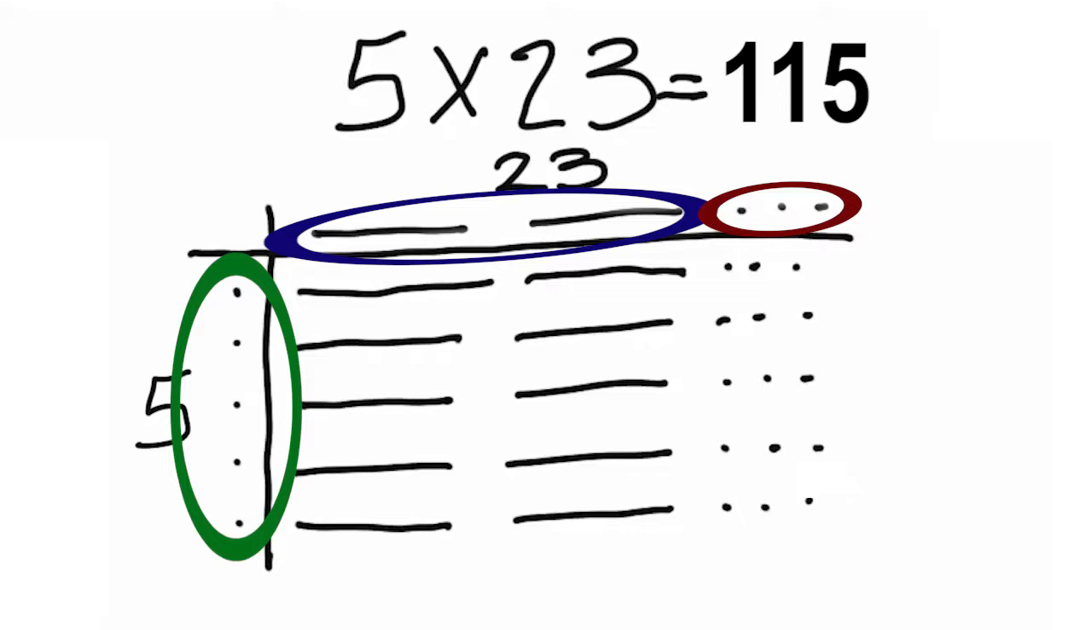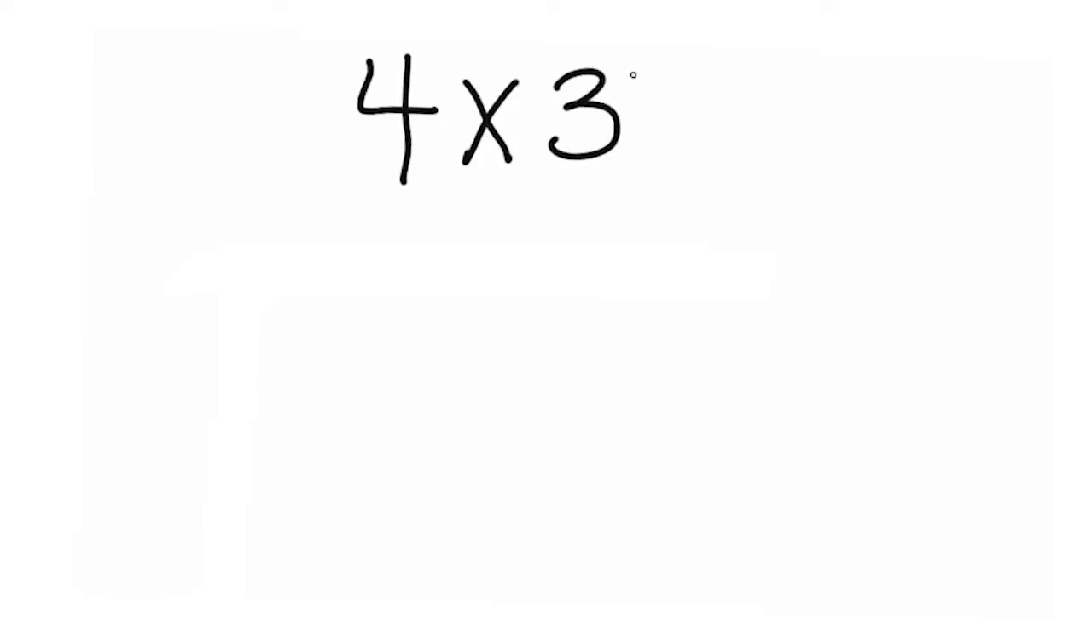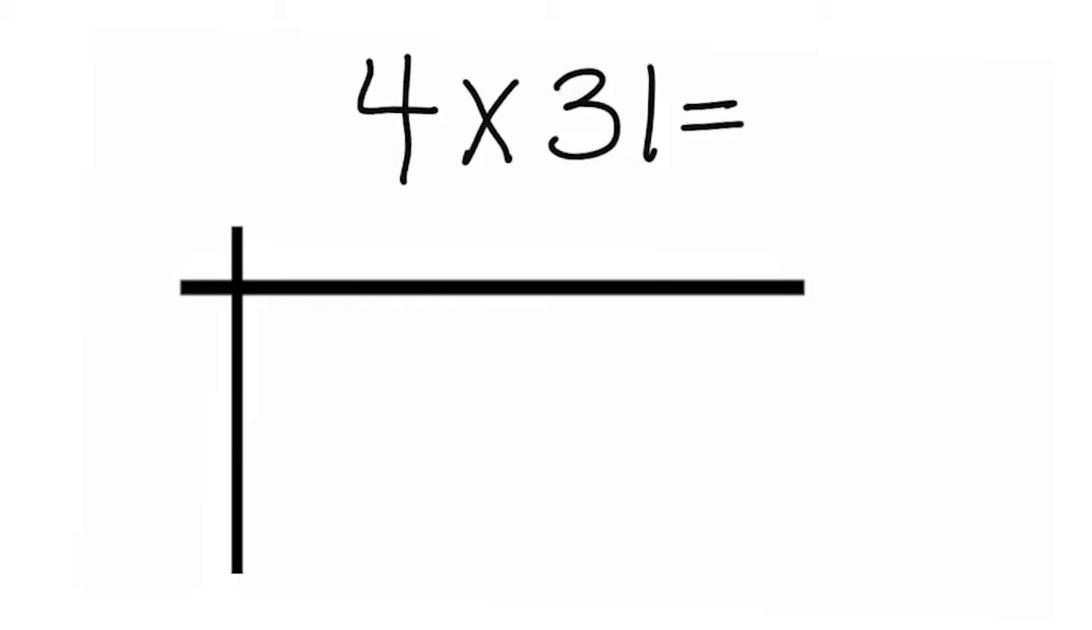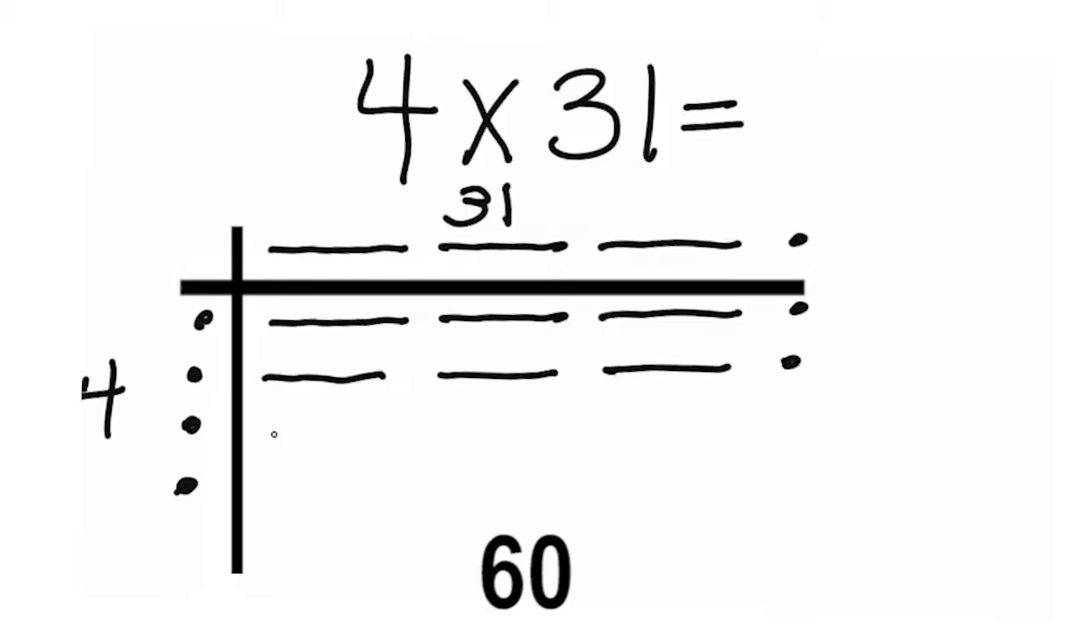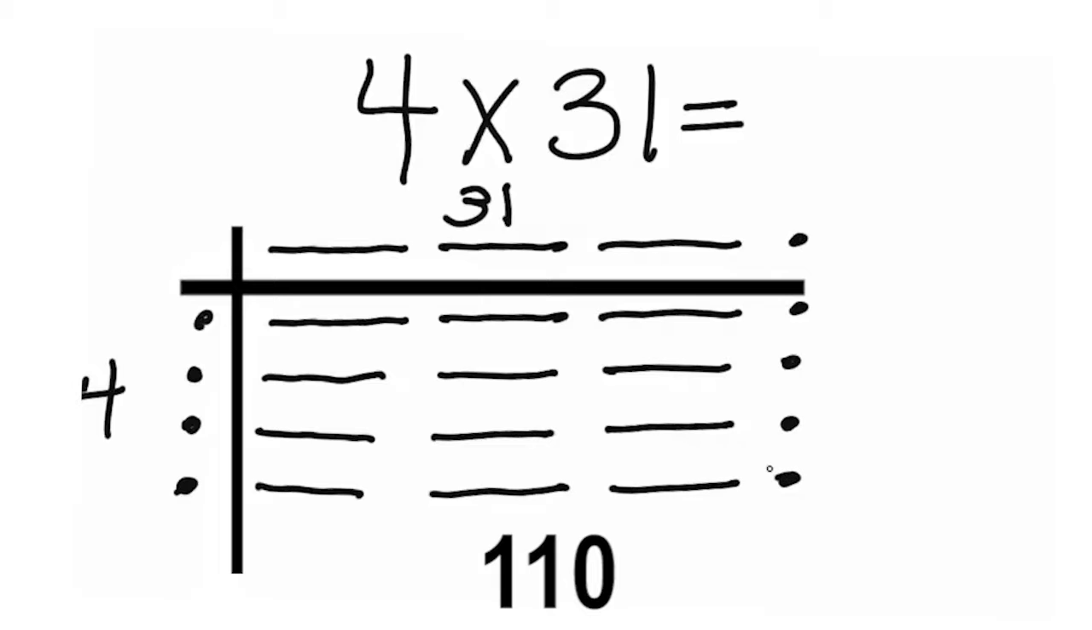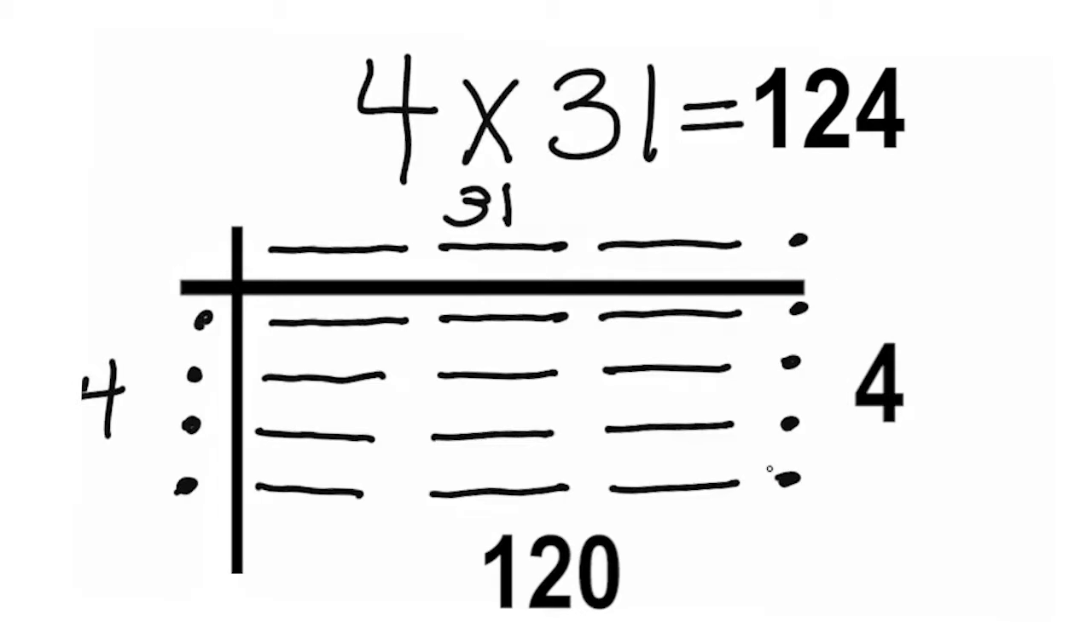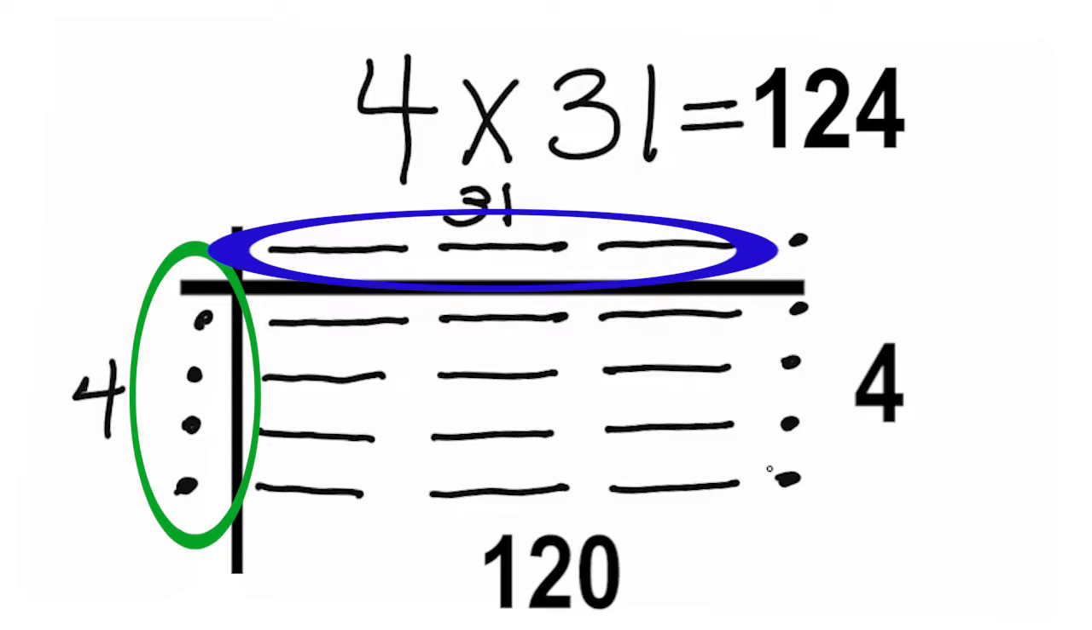Let's try one last problem, 4 times 31. To build this array, we need 4 rows of 31. To count the answer, we have 10, 20, 30, 40, 50, 60, 70, 80, 90, 100, 110, 120, and 4 ones, so 4 times 31 equals 124. To draw the array, we draw 4 rows with 3 rods or tens and 1 one per row.